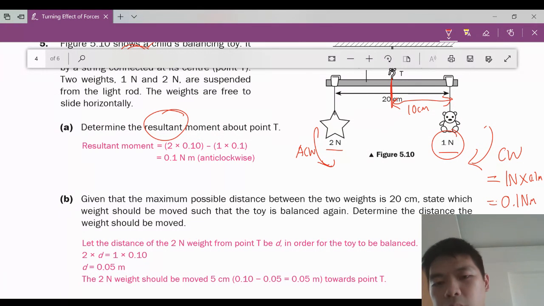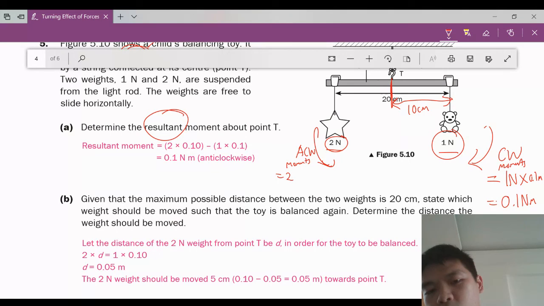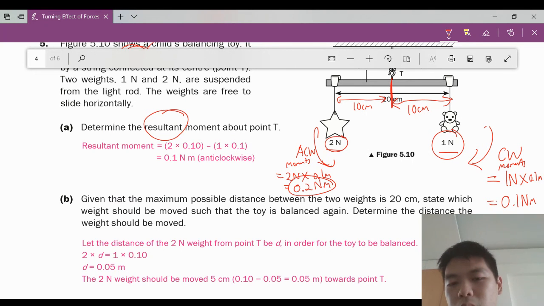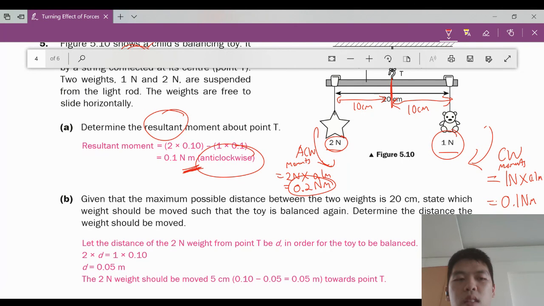I'll calculate for this side, the anti-clockwise moment. Let's not forget the moments. So this is equal to 2 Newton times, similarly here is also 10 cm, 0.1 meters. That will give us 0.2 Newton meters. So which one has a bigger moment, the anti-clockwise or the clockwise? Yep, the anti-clockwise. So in this case, you take the bigger one minus the small one. So what you will get will be 0.1 Newton meter. And because the anti-clockwise is bigger, this is your resultant moment.